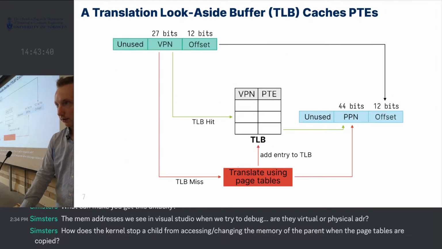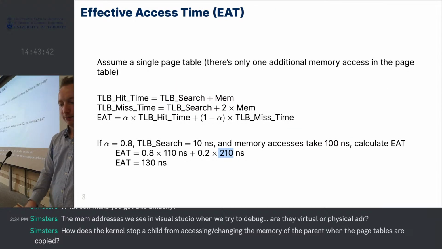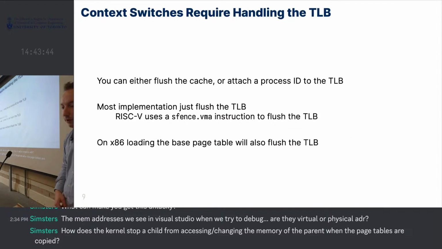All right, so that is fun. So we have effective access time. Now we can talk about what happens during a context switch. Every process has its own page tables. So whenever you context switch between processes, any of the entries in the TLB are only valid for the process that just got switched out and was using it.